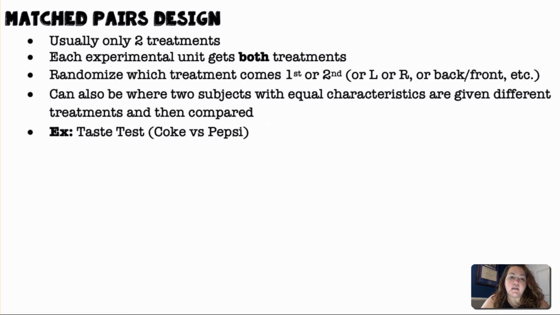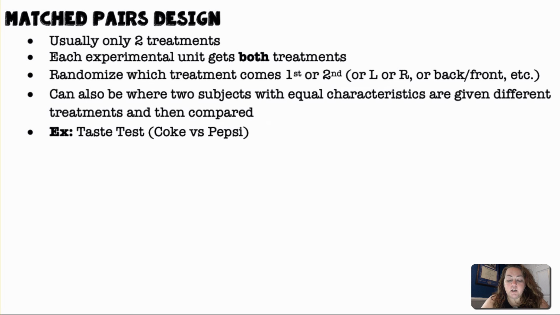A matched pairs design is usually only 2 treatments. Each experimental unit gets both treatments, and you randomize which treatment comes first or second, or which one goes on the left or the right, or the front or the back, etc. It can also be where 2 subjects with equal characteristics are given different treatments and then compared.